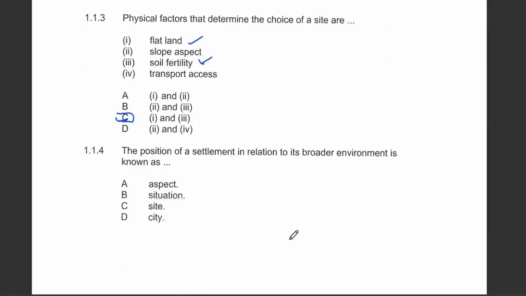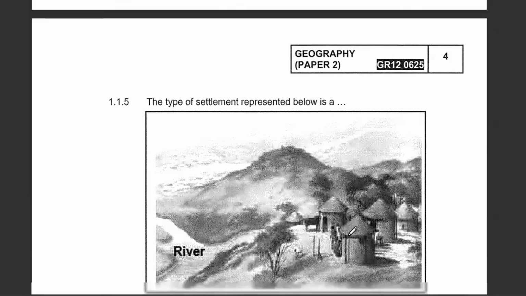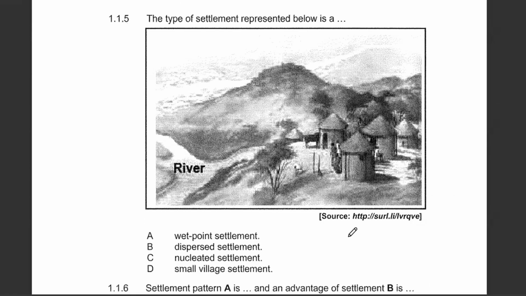The position of a settlement in relation to its broader environment, like what we've discussed earlier on, that is the situation of a site. When we're looking at the relationship of a settlement to its surroundings, then we have number 1.1.5. A type of settlement represented below is, right, we are seeing that there is a settlement here, and there is a river here just close to the settlement. So what kind of settlement is this one? Automatically, it means that settlement was established for the need to access water from the river. So the correct response is that settlement is a wet point settlement.